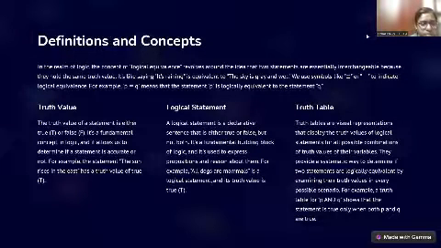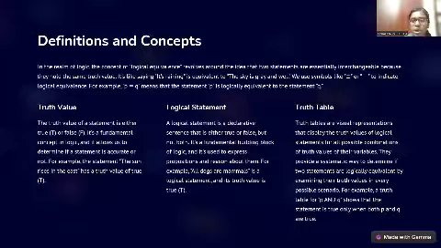Truth value. The truth value of a statement is either true or false. It's a fundamental concept in logic and it allows us to determine if a statement is accurate or not. A logical statement is a declarative sentence that is either true or false, but not both. It's a fundamental building block of logic and it's used to express propositions and reason about them. For example, "all dogs are mammals" is a logical statement and its truth value is true.